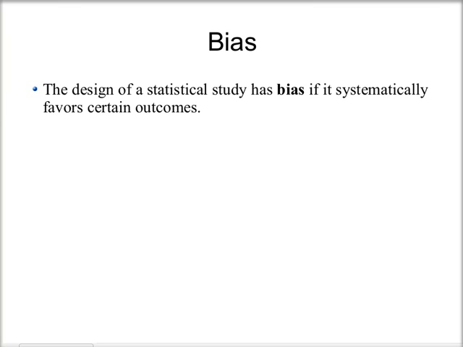So that leads into our next definition of bias. The design of a statistical study has bias if it systematically favors certain outcomes. So even though the person who is giving the survey at the mall doesn't know it, they may avoid asking certain types of people because they're not as comfortable with them.